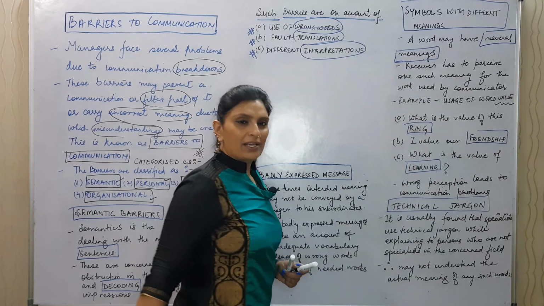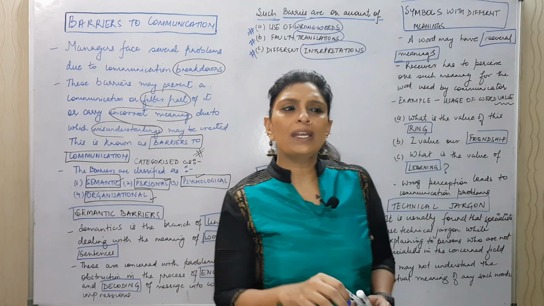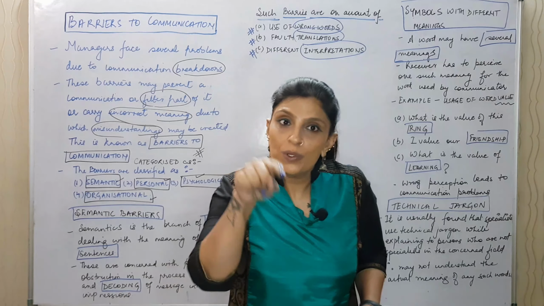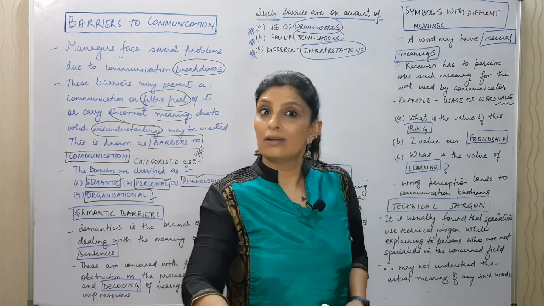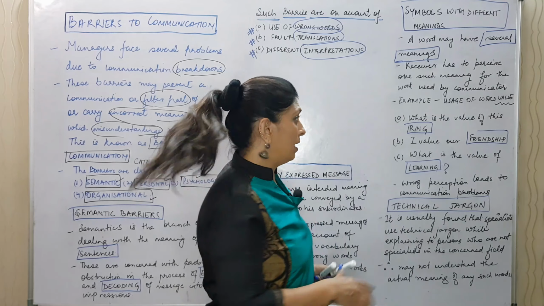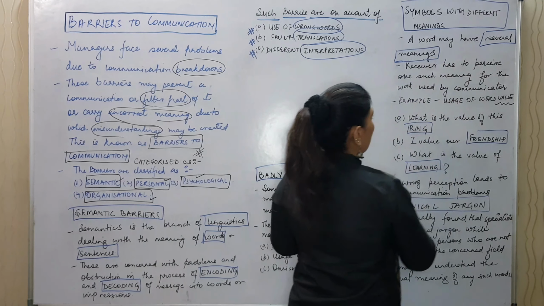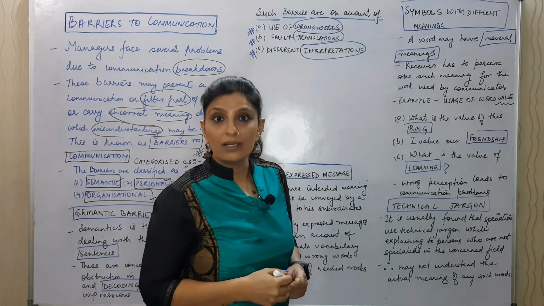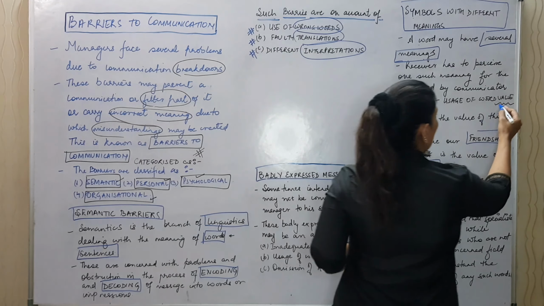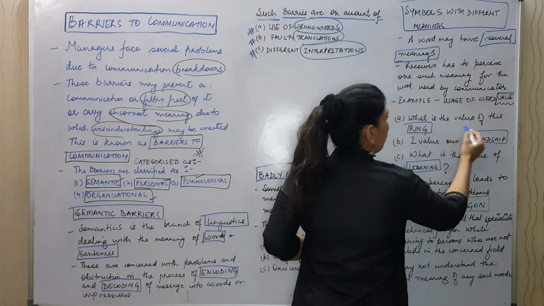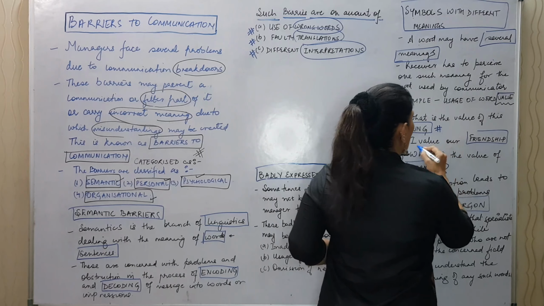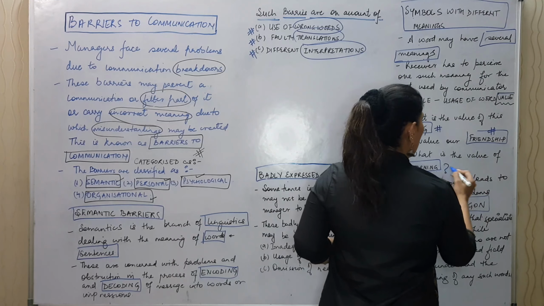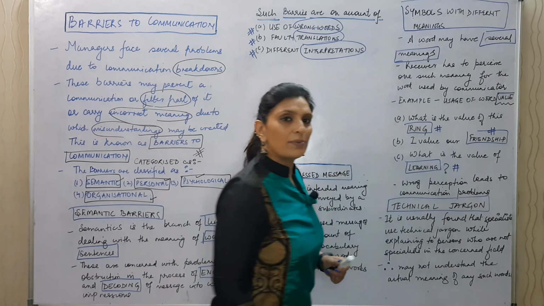Symbols with different meanings. Now, symbol with different meaning means there's a word which has got different meanings. Which one you are trying to communicate is very important to know. Like, a word may have several meanings. The receiver has to perceive one such meaning for the word used by the communicator. Here we are using the word value. What is the value of this ring? I value our friendship. Now here value means something else. What is the value of learning? Here value means something else.